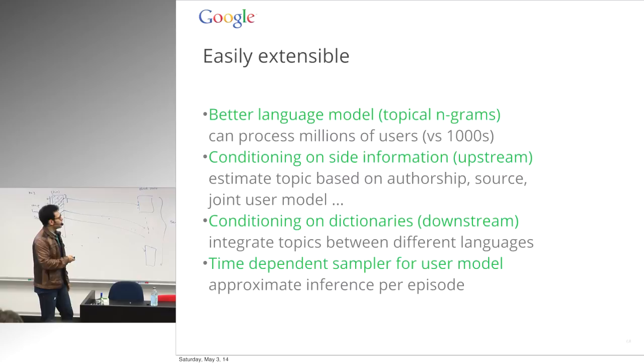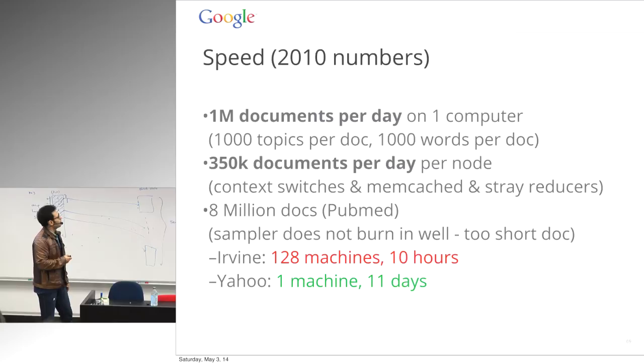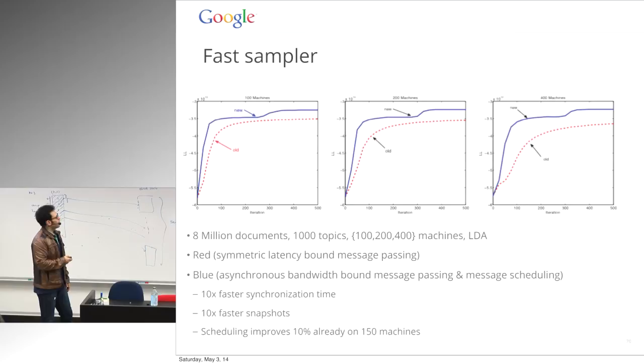And these numbers are a bit, 2010. In the second part of the talk, I'll show some new numbers. So this number over 8 million documents, this is called the PubMed dataset. I told you before that 8 million is actually not big data. But this is the largest publicly available dataset for which people compare. So we compare with this as well.